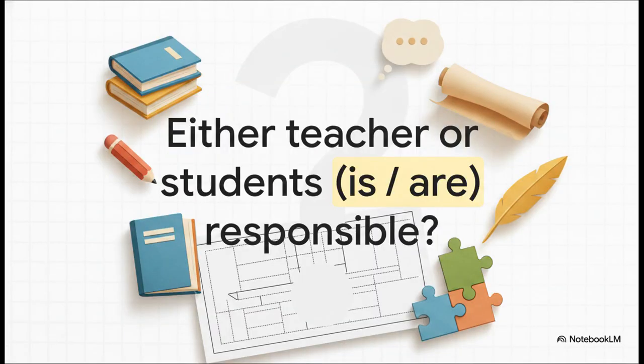So keeping all of those rules fresh in your mind, let's look at one final puzzle. Either the teacher or the student's blank responsible. Based on golden rule number 3, that the verb must agree with the nearest subject when using or nor, do we use is or do we use are? Look closely at the word right next to the blank. Actually, I'm going to let you figure that one out.